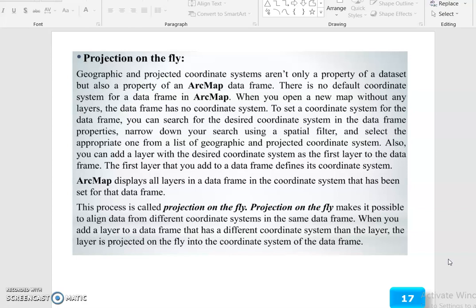Projection on the fly makes it possible to align data from different coordinate systems in the same data frame. When you add a layer to a data frame that has a different coordinate system, then the layer is projected on the fly into the coordinate system of the data frame.